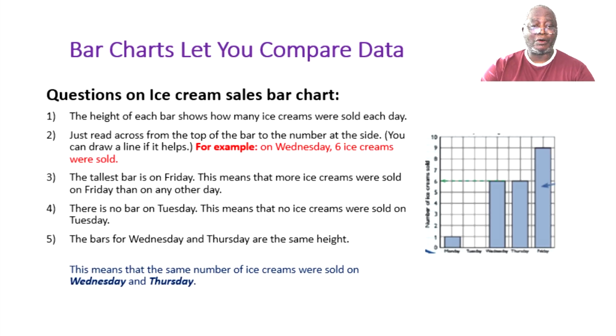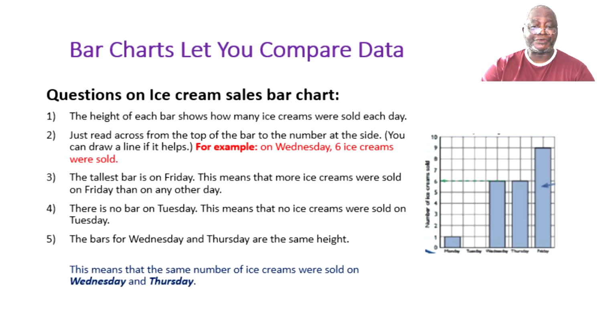There is no bar on Tuesday. What does that mean? Yes, it means that no ice cream was sold on that day. Probably that's the day that the ice cream seller was preparing his product for the weekend. There is no bar on Tuesday. This means that no ice creams were sold on Tuesday.